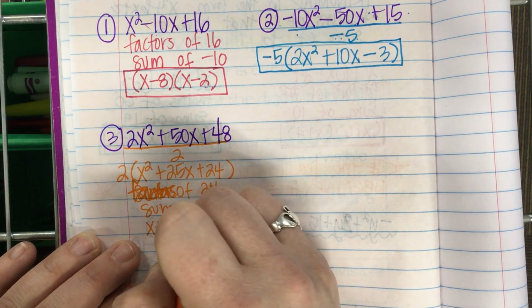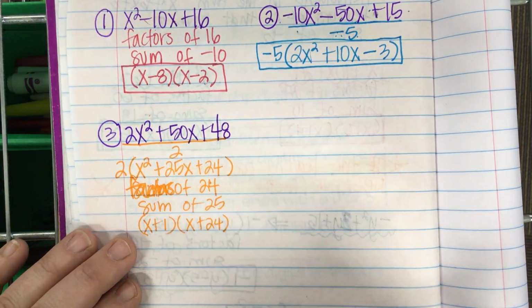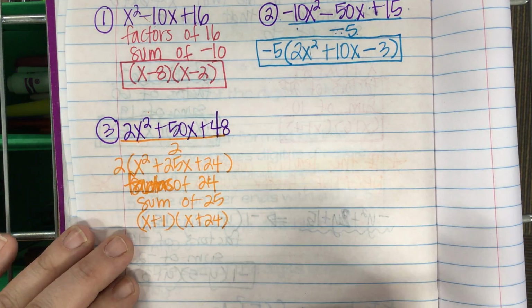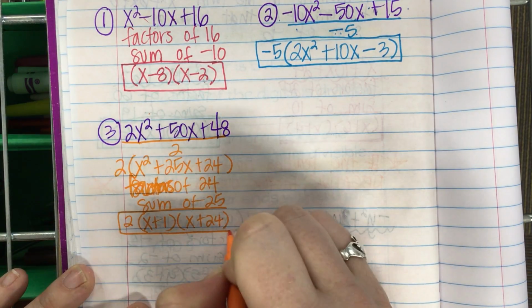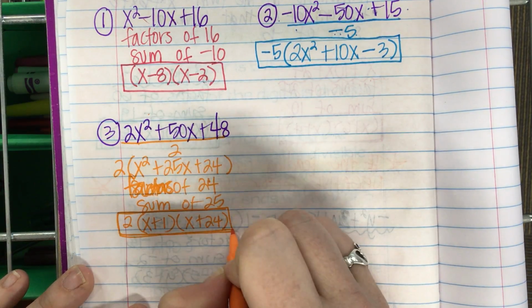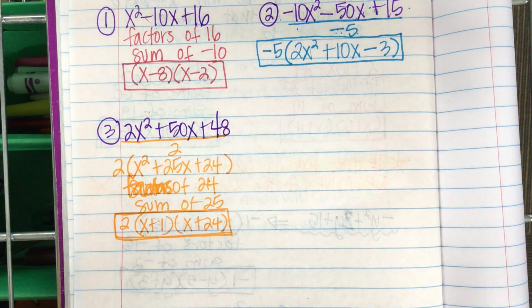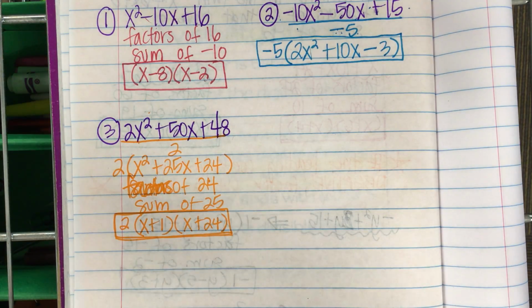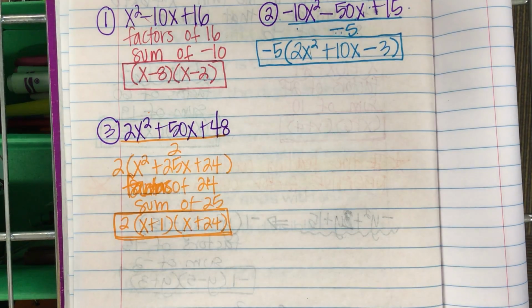So, x plus 1, x plus 24, or you could flip-flop it. Doesn't matter. But there is a greatest common factor of 2. Just keep the 2 on the front. Oh, if the equation was like 6x squared, that all of them have a greatest common factor of 2.